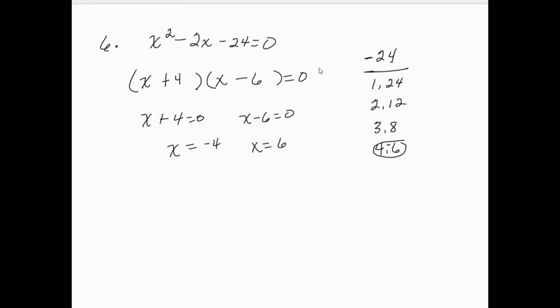A common mistake is that students will get to the second step here, say what multiplies to give me -24 and adds to give me -2, and they'll know that it's -6 and 4, and they will write those down as their answers. That's not the answer for x. That's just the numbers that you're going to put in parentheses up here in those factors and then solve.